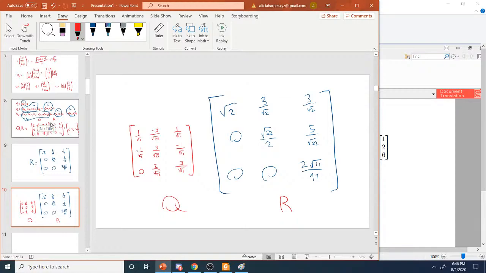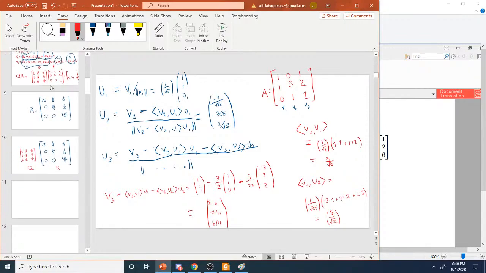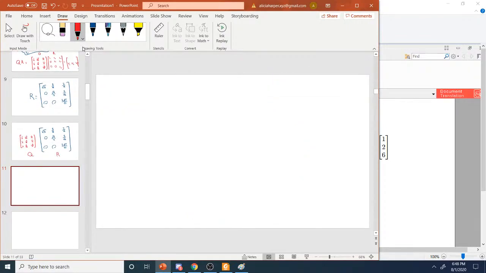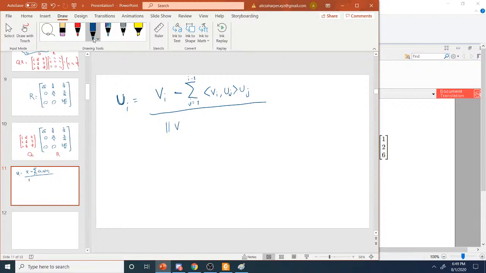So these are long, painful computations, but they all basically hinge on the following formula, which is that u_i is always going to be equal to v_i minus the sum from j equals 1 to i minus 1 of the inner product of v_i with u_j times the vector u_j, divided by the norm of this.